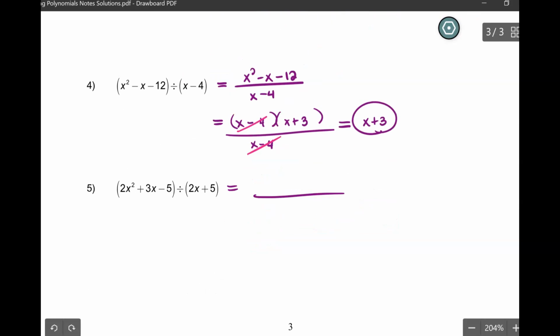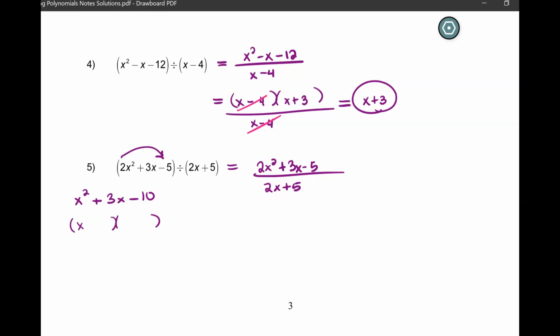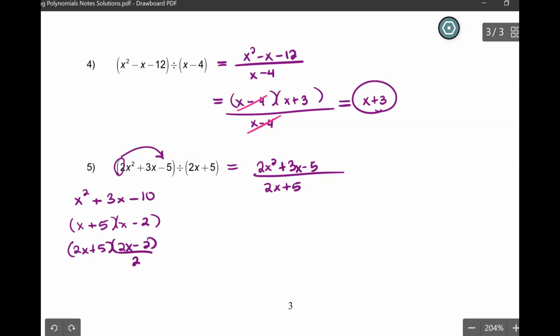Last one, we have 2x squared plus 3x minus 5 over 2x plus 5. So maybe over on the side here, I'm going to do the factoring of the first part because there's a coefficient. So I'm going to turn this into x squared plus 3x minus 10. So I can make this into x plus 5, x minus 2, and then remember how we took the 2 out. I'm going to put the 2 back in and reduce. So this one is reducible by 2. So that means this factors into 2x plus 5 times x minus 1.